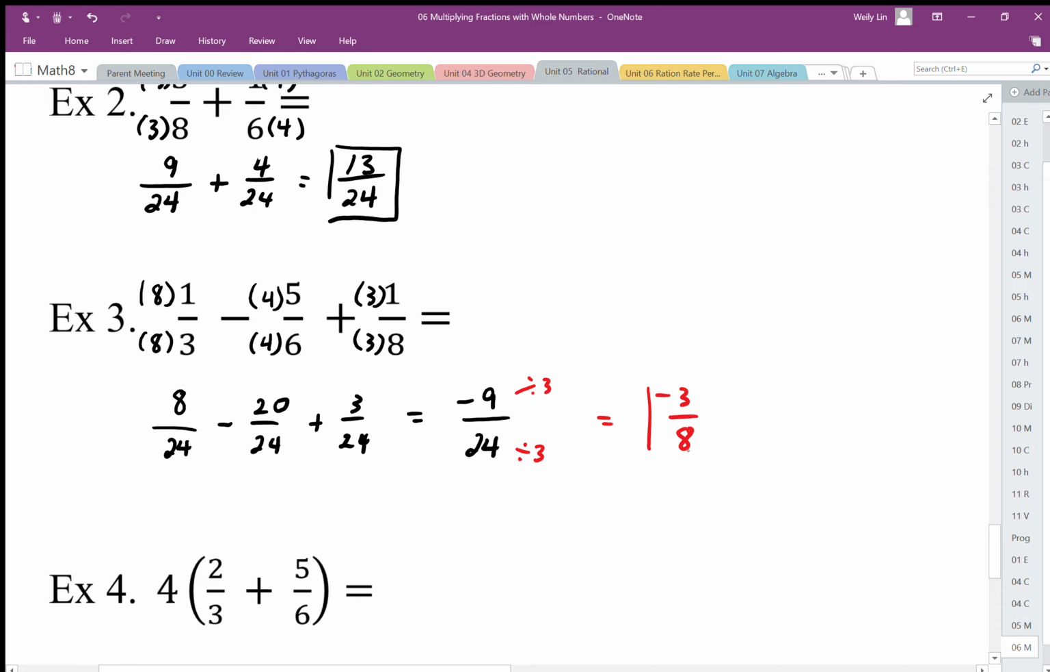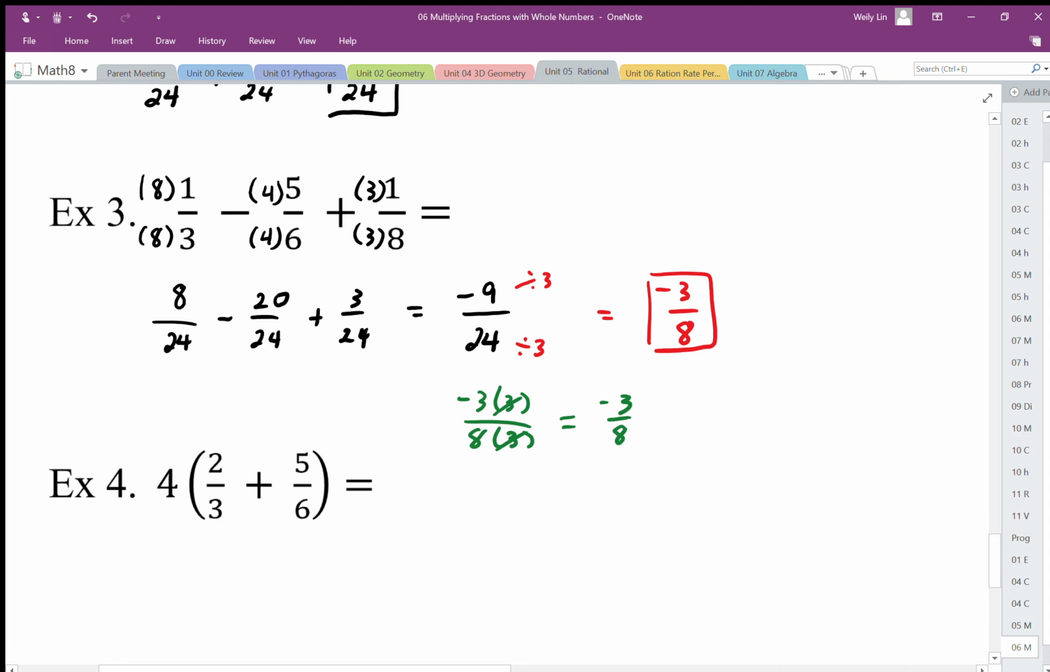Now, I would like us to start thinking of simplification as canceling of factors, and it's the same as doing this divide here. So we can write this as negative 3 times 3 on top. We can write that as 8 times 3 on bottom. It's really the opposite of using the multiplying factor. We're going to get rid of the multiplying factor that's common on top and bottom. And we get negative 3 over 8.